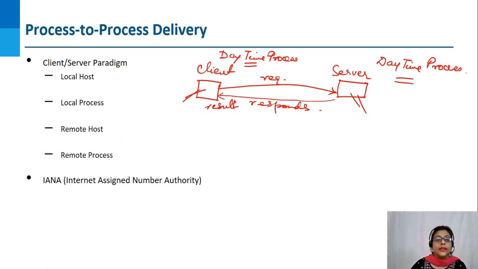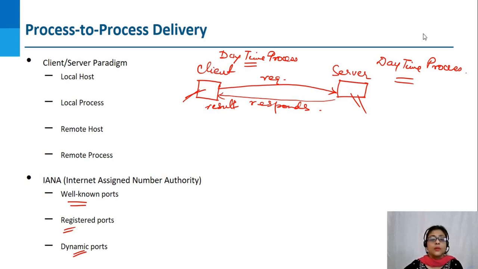Now let us understand what is Internet Assigned Number Authority. Internet Assigned Number Authority gives some port numbers. So we have number one, well-known ports, registered ports is the second category, and the third category is the dynamic ports. With the help of these ports, along with the IP address, the transport layer can communicate between two processes at the transport layer from the client end to the server end. Now, what are these port numbers? These port numbers are basically 16-bit numbers.